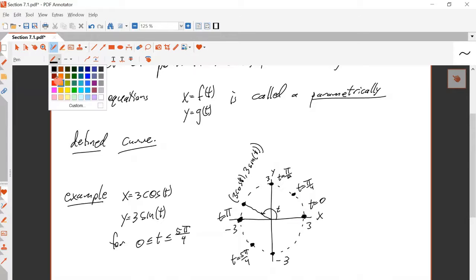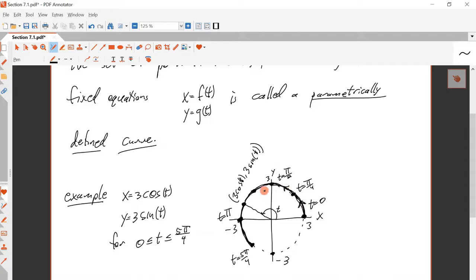So what this parametrically defined curve is, is just this half plus an eighth, so 5/8 of a circle, starting from here and moving in this direction. So as t goes from 0 to 5 pi over 4, we move along this curve to this point. So that's where we start and that's where we end. So the increasing value of t gives a direction along that curve, and the direction is this counterclockwise direction.